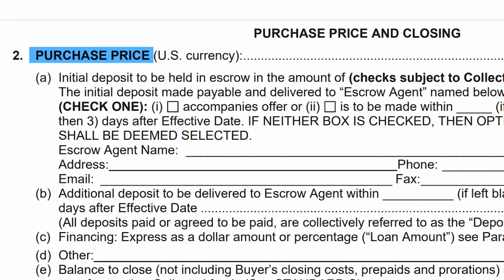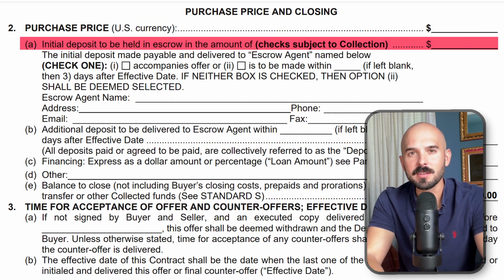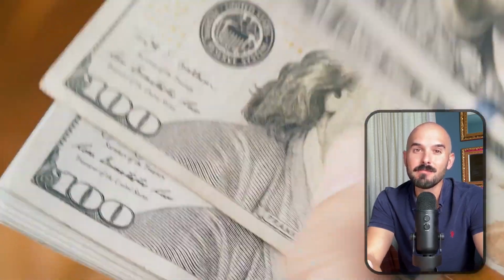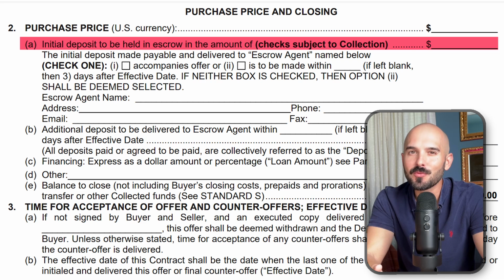In the purchase price section, you or your agent will enter the total offer amount. Next, fill in the initial deposit, also known as the earnest money, which can range anywhere from $100 to over 2% of the purchase price. This part really depends on the circumstance.